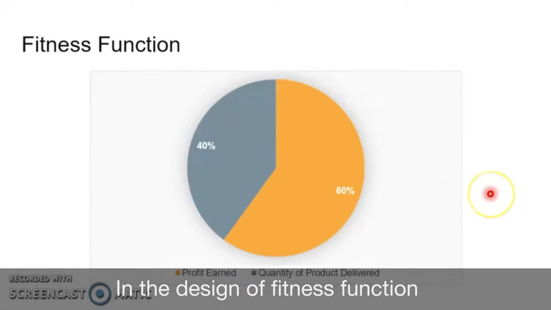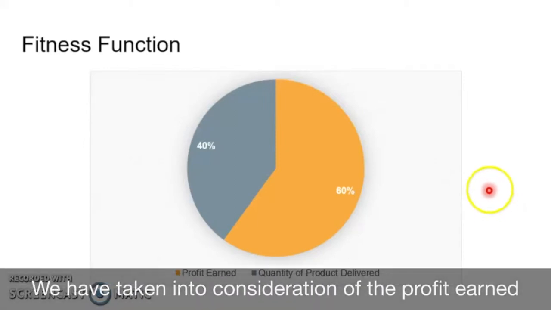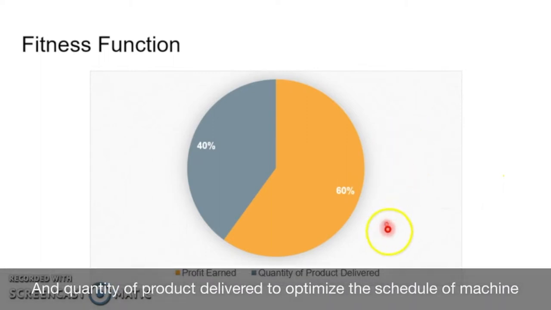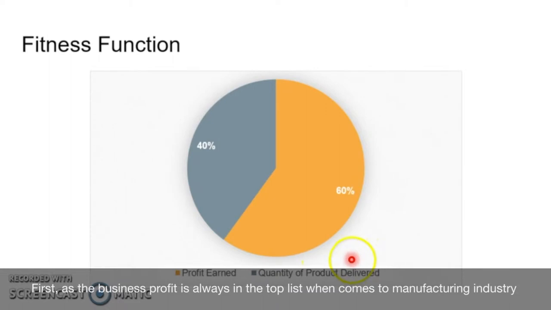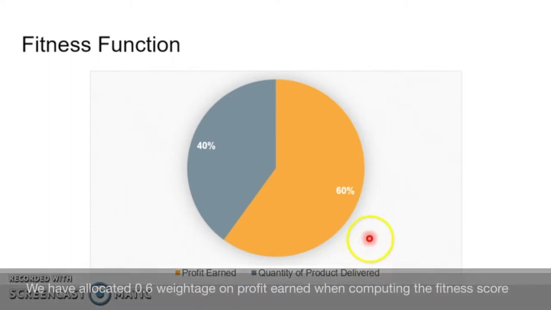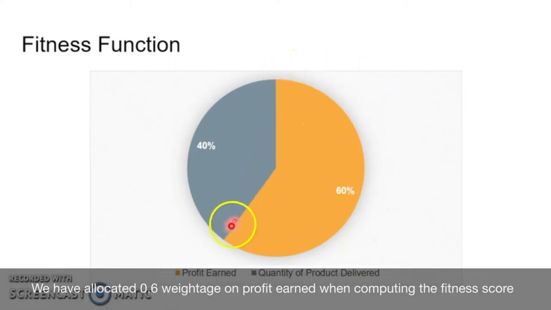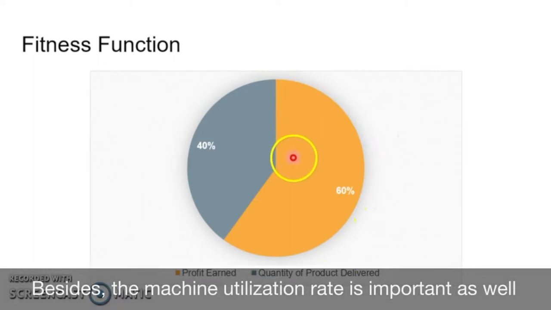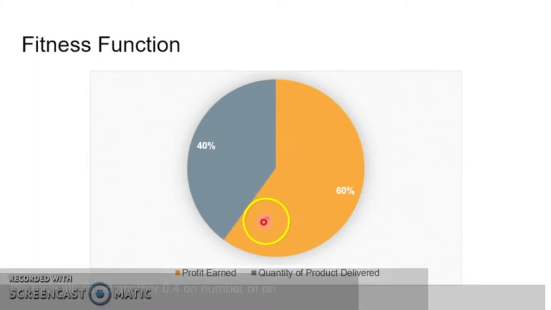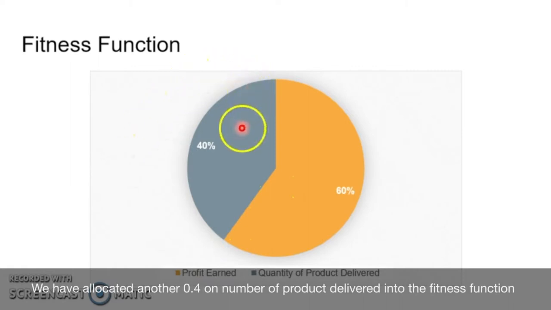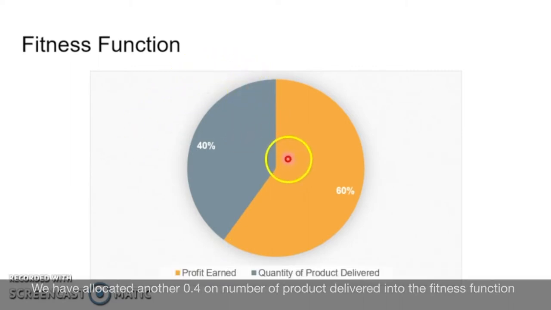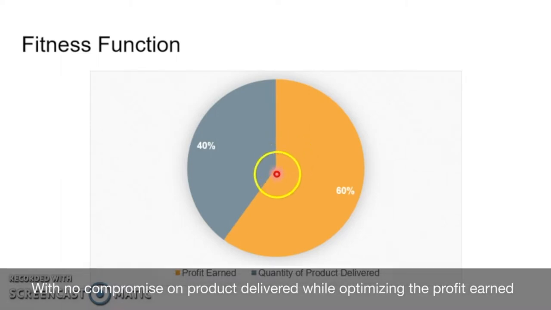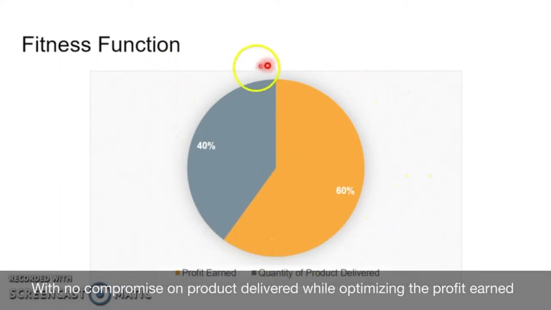In the design of the fitness function, we have taken into consideration the profit earned and the quantity of product delivered to optimize the schedule of machines. First, as business profit is always at the top of the list in the manufacturing industry, we have allocated 0.6 weightage to profit earned when computing the fitness score. Besides, the machine utilization rate is important as well. We have allocated another 0.4 to the number of products delivered in the fitness function, with no compromise on product delivered while optimizing the profit earned.